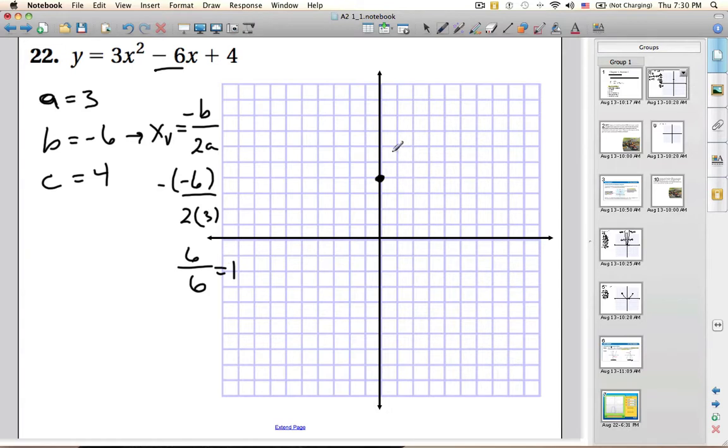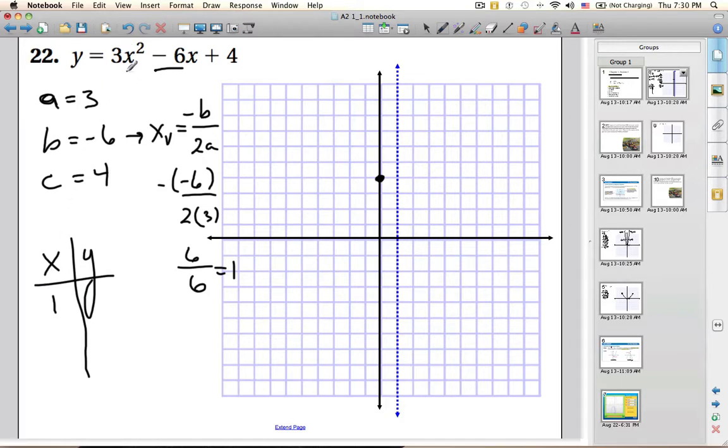So I know that my vertex is somewhere along in here, and I know that I have an axis of symmetry that's going to vertically pass through that point. So there we go. That's our axis of symmetry. Now, if I want to find the value of y when x is equal to 1, I just make an input-output table. I plug it in.